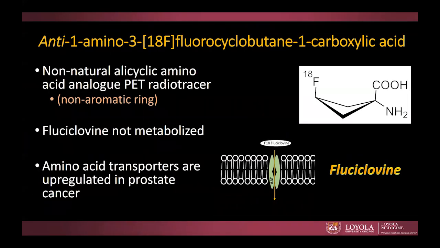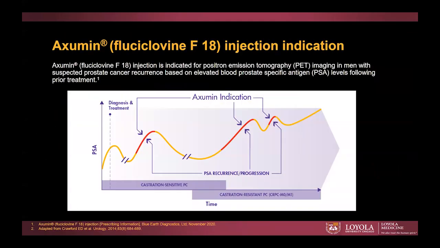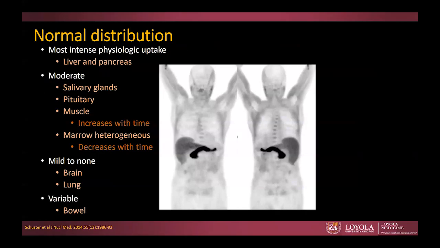So briefly on the fluciclovine, which is an amino acid-based tracer, it is synthetic. It will go to the cell through the amino acid transporters, but will not be metabolized. It is indicated for biochemical recurrent disease, not for initial disease, based on the elevation of PSA. The normal distribution is increased uptake. You'll see increased uptake within the liver and the pancreas. Pancreas will be the organ that will receive the majority of the radiation.